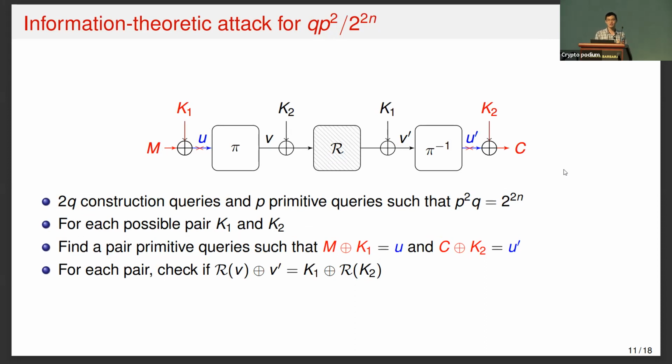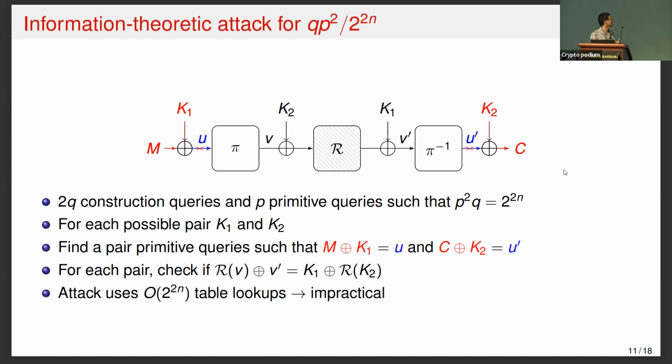But as mentioned, this is just an information-theoretic attack. The reason is that the attack needs 2 to the power 2n table lookups, so it's really impractical. But it gives the idea that this PQ term is actually unavoidable in the bound.